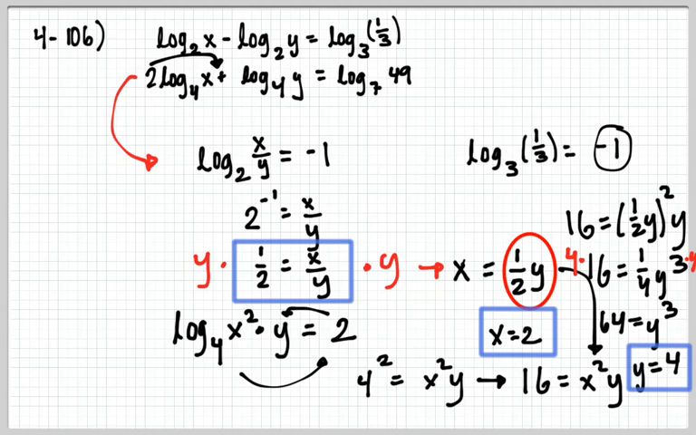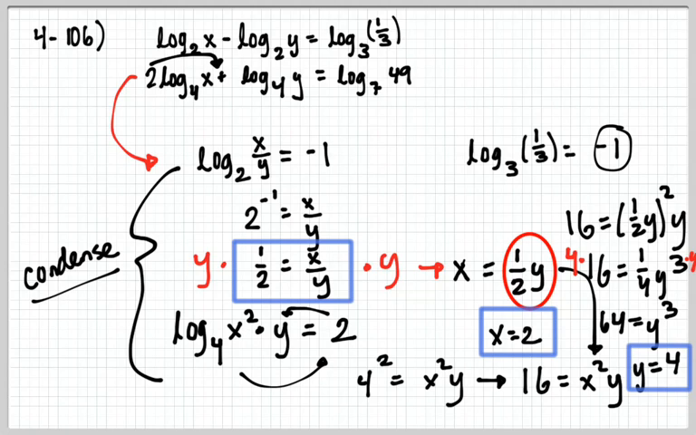So the main point in this problem is that you're doing a couple of things. You're condensing the logs, and then after you condense, you end up isolating for x, which is what we did here, and then you end up substituting. Alright, so I hope that helps with 106. Let's move on to 113.